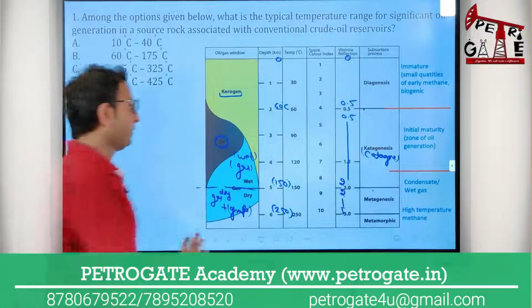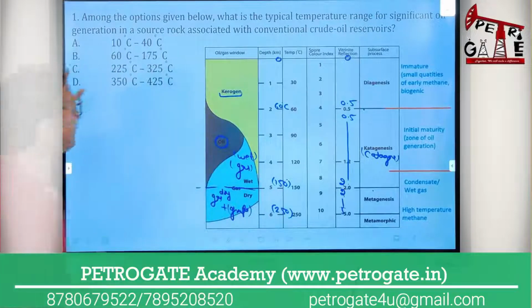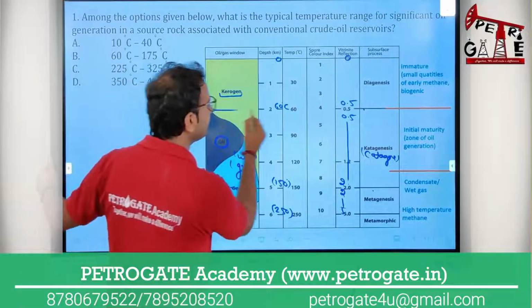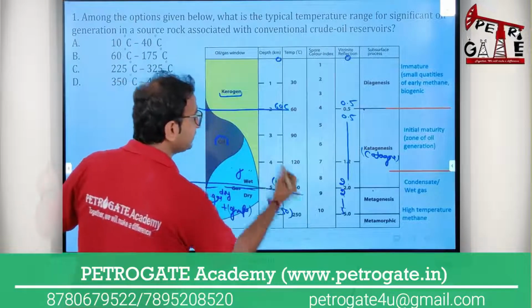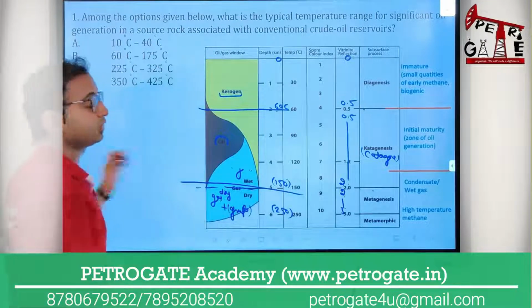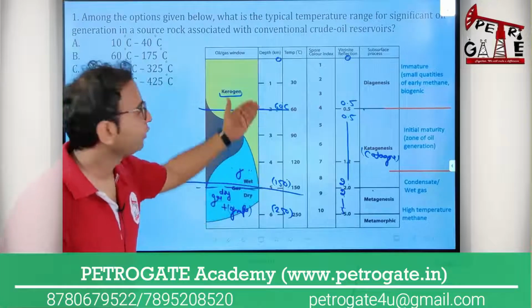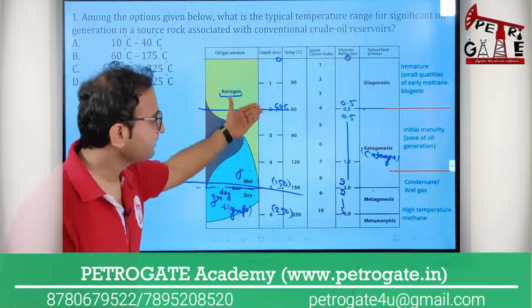Now the question is what the temperature range of the oil window or oil generation is. I know this is the range where the oil will generate. So this is, sorry, 60 to 150, or you can say 50 to 160, or you can say 50 to 150.